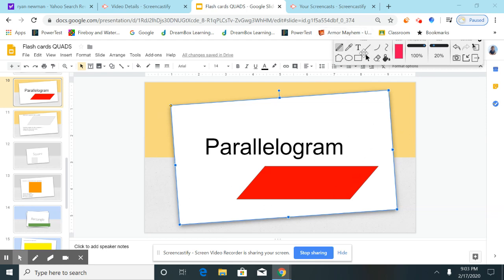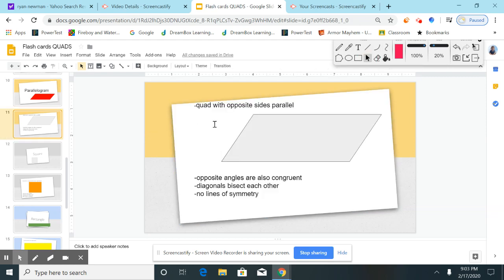On the back of your parallelogram card, which is number 5, the definition, most specifically for a parallelogram, write this down on top. A quad with opposite sides parallel. That's the definition. Quadrilateral, I abbreviate quad, with opposite sides parallel. Then draw another quadrilateral right there.